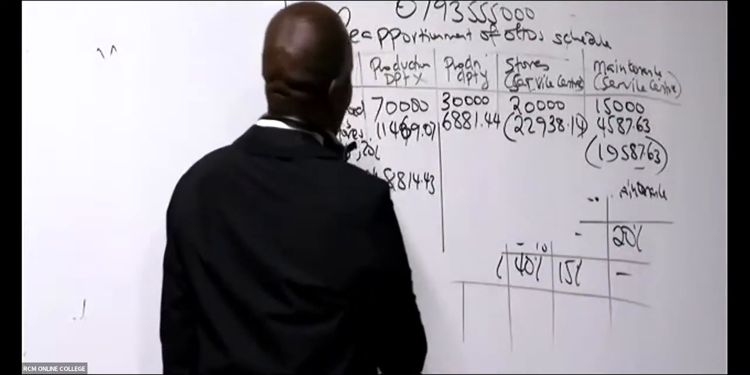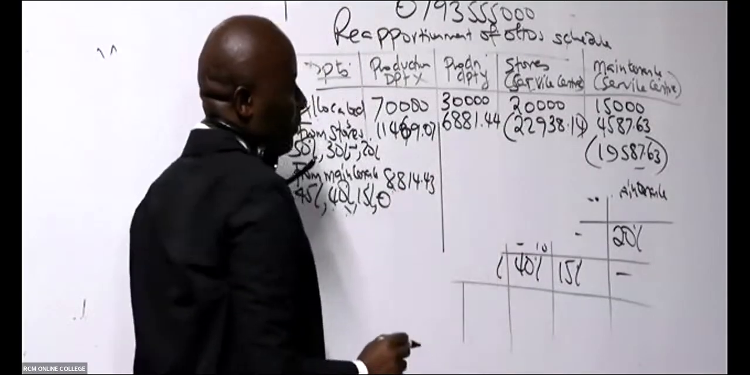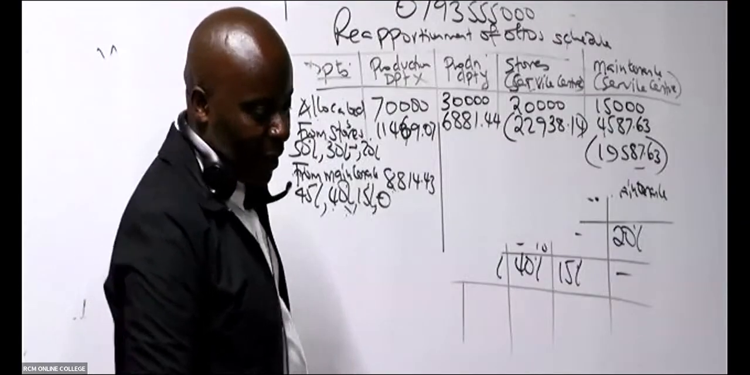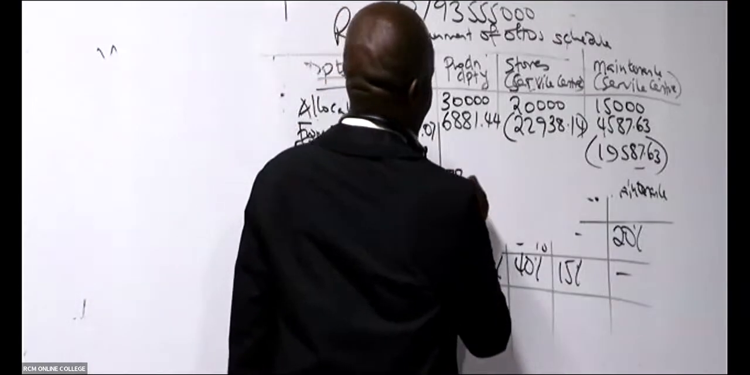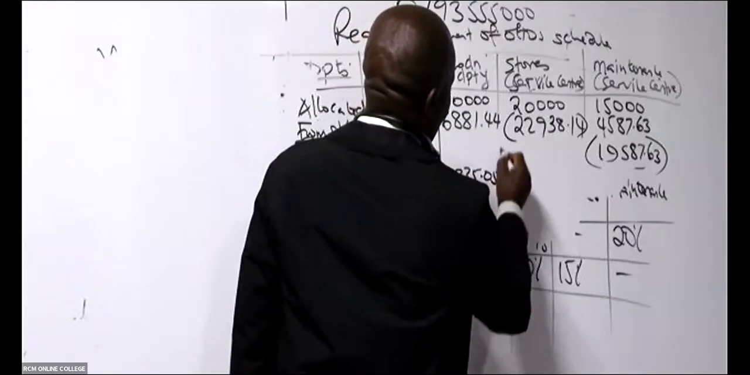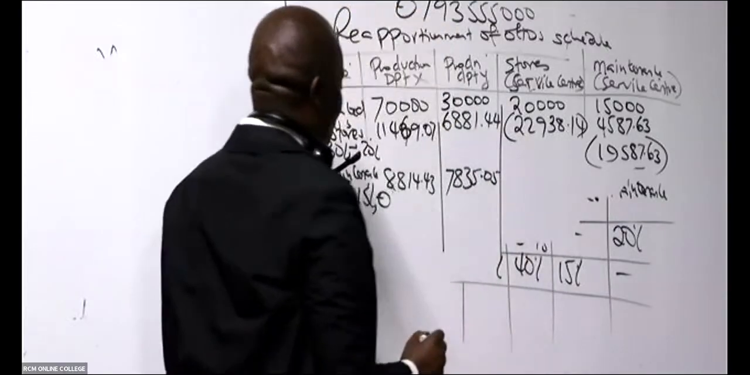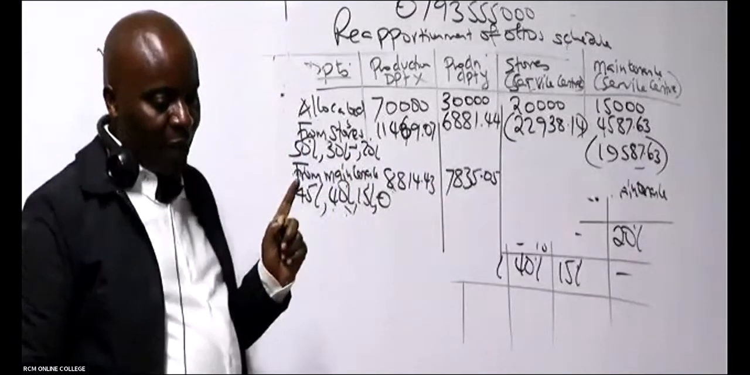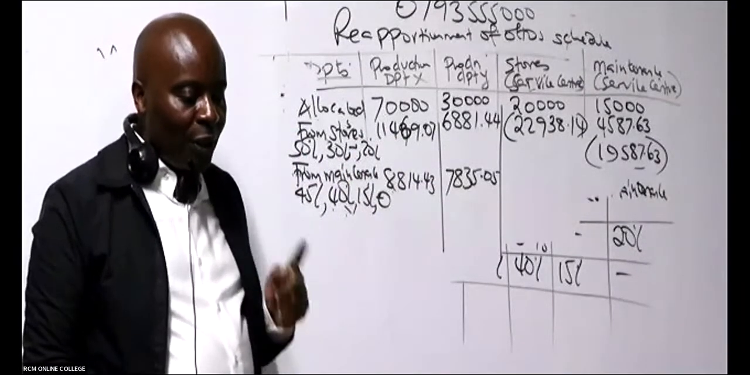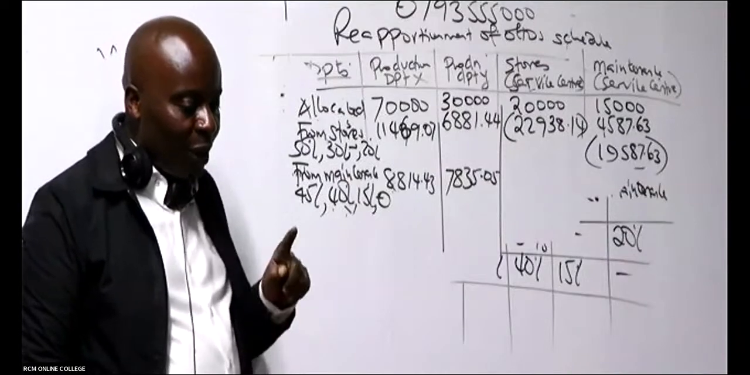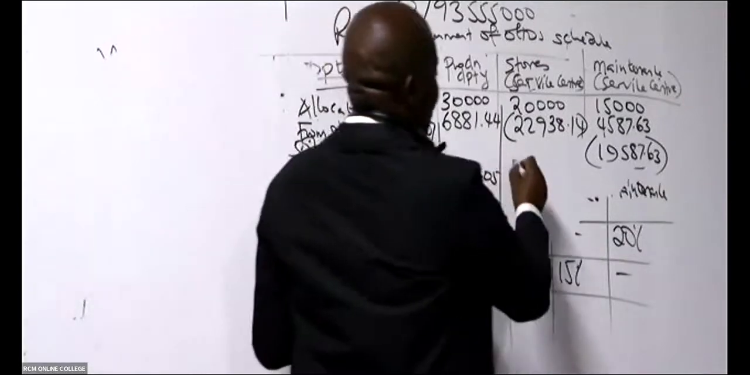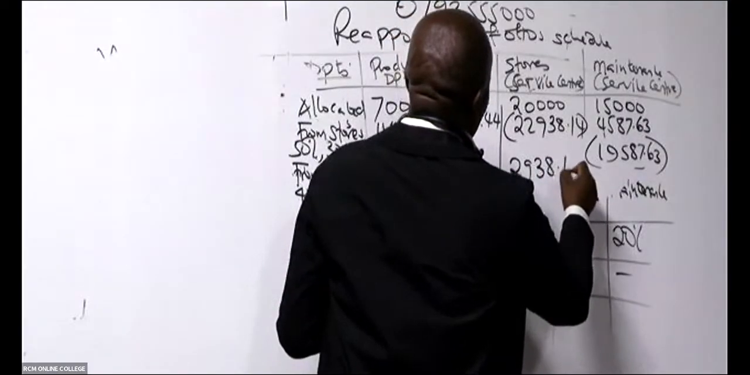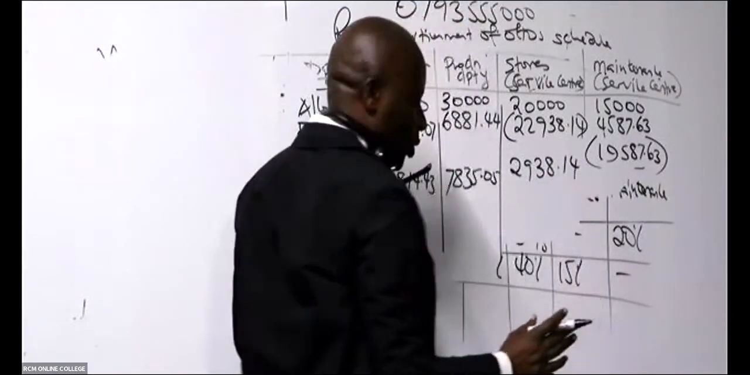Great. And then what about 40% of that 19,587.63? 7,835.05. Then we got the last one, which is 15% of that 19,587.63. The online ninjas who are consistently giving me answers, I'll give them a present. 2,938.14. That is it. You have finished.